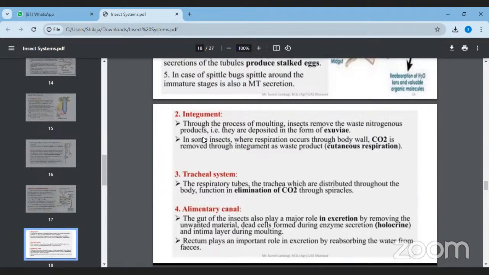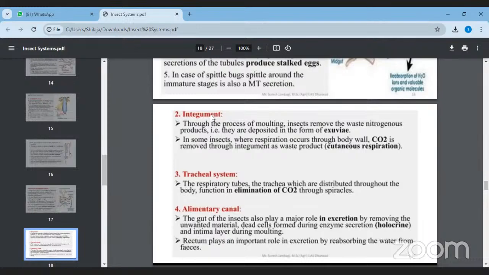Coming to the process of excretion, the integument also plays an important role in the process of molting, where insects, along with the molting process, remove the waste nitrogenous products, which are deposited in the exuviae.